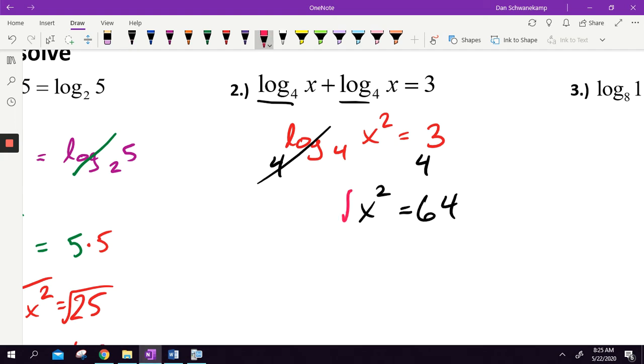Now we're going to get rid of the square. To get rid of the square, I'm going to square root. X is equal to plus and minus 8. And this gets into some weird land. I know that this is probably a little bit confusing here.